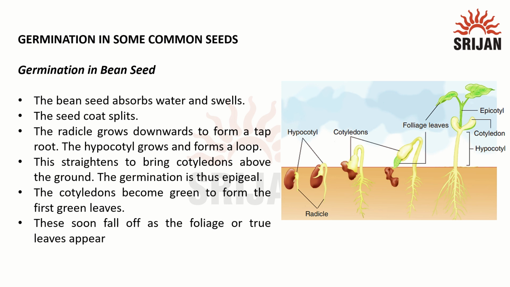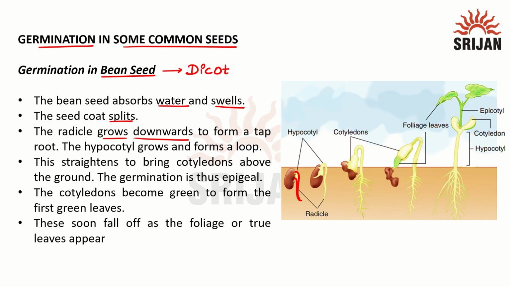In this video, we will learn about germination in some of the common seeds that we come across on a daily basis. The example that we have taken is bean seed, which is a typical dicotyledon seed. Now, as soon as we put the seed in soil, it will first absorb the water and swell, and the seed coat, which is dry, will split because of the pressure from inside.